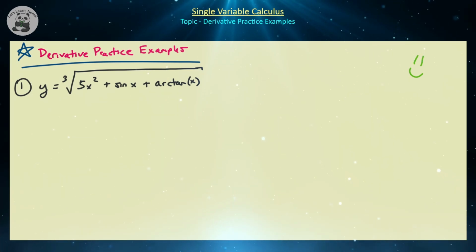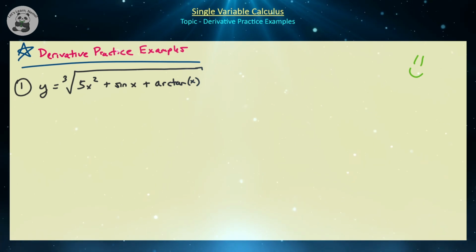Today we're going to continue our exploration of single variable calculus by just going over a few examples of derivatives just for practice or review. So let's start off with this function, y is equal to the cube root of 5x squared plus sine x plus the arctangent of x, which some people will also write as tan with a -1 superscript, then x.